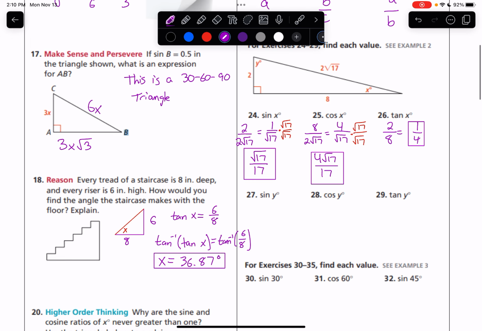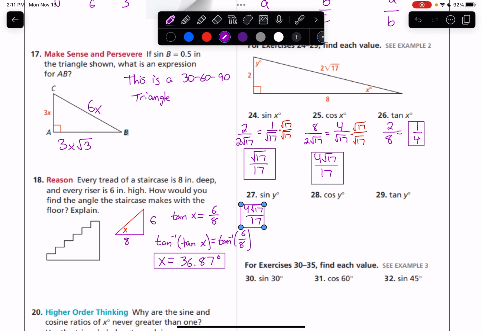Number 27, the sine of y. So the sine of y is going to be us standing on y and doing opposite over hypotenuse. 8 over 2 root 17 is something I've already done, though. So the sine of y is going to be 4 root 17 over 17, the same as the cosine of x. So 4 root 17 over 17.